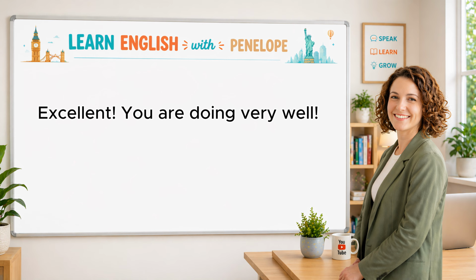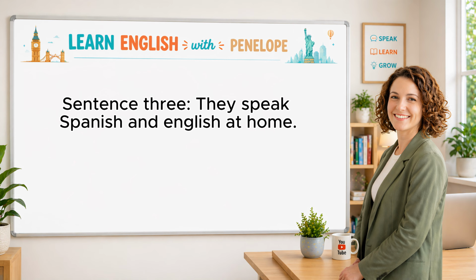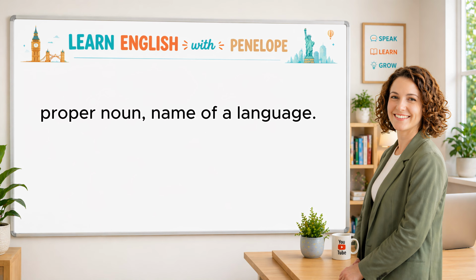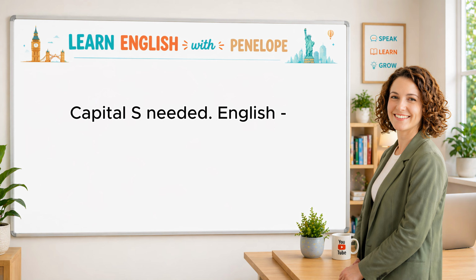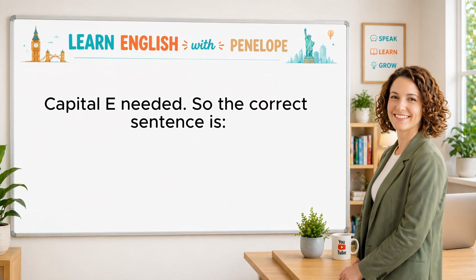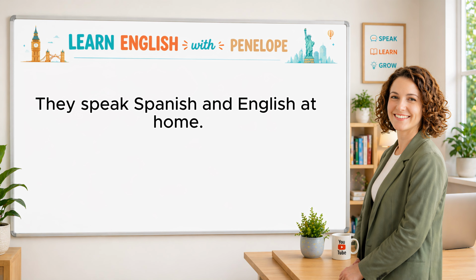Excellent. You are doing very well. Sentence 3. They speak Spanish and English at home. Let us check. Spanish. Proper noun, name of a language. Capital S needed. English. Proper noun, name of a language. Capital E needed. So the correct sentence is, they speak Spanish and English at home.